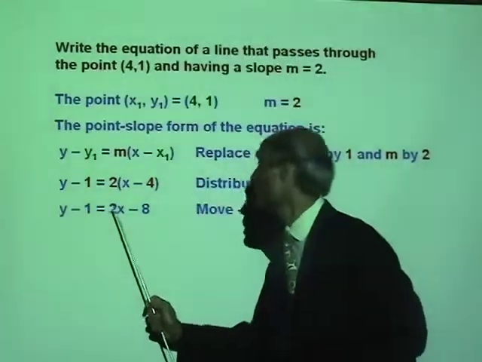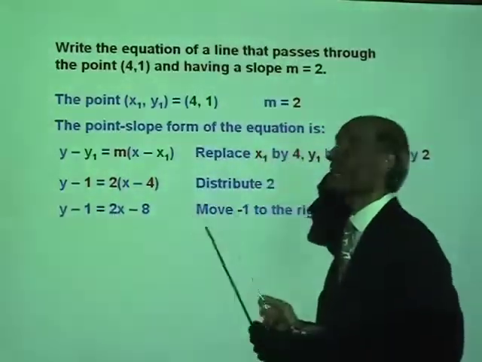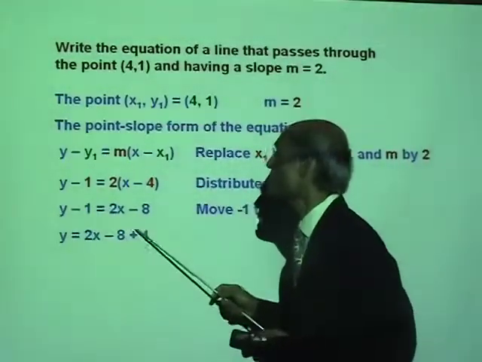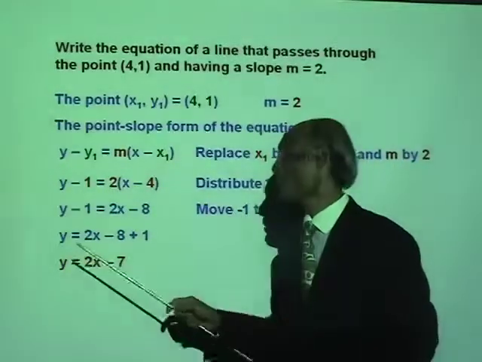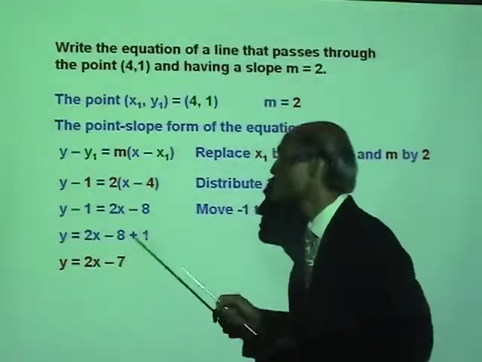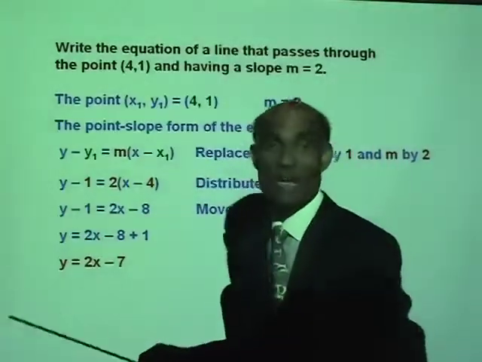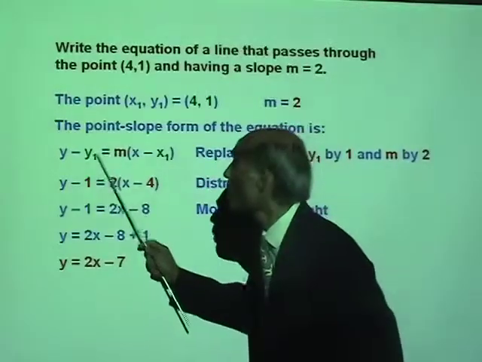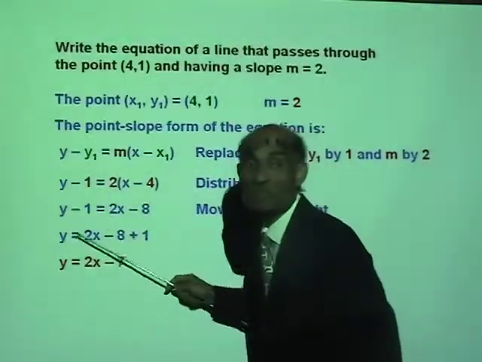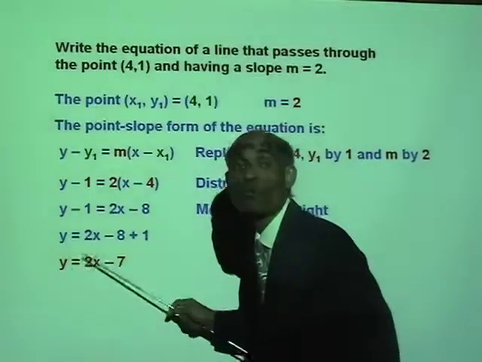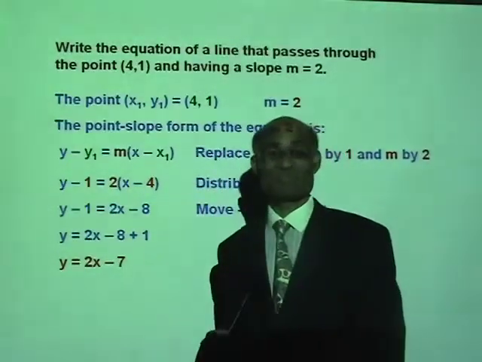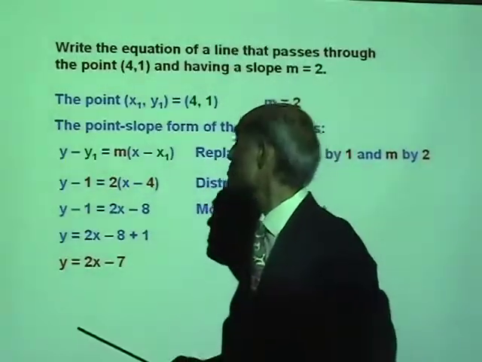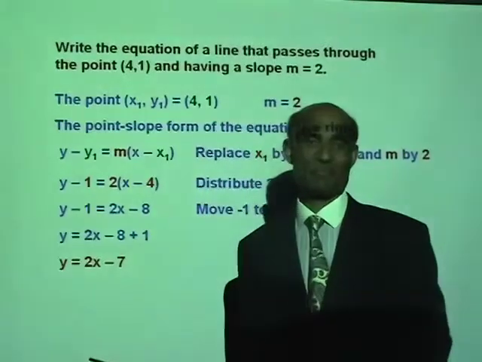And we can now move the negative 1 to the right. That becomes y equal to 2x minus 8 plus 1, or y equal to 2x minus 7. See, look at that. We wrote the equation of the line in the point-slope form and simplified it to the slope-intercept form. Alright? So this is the equation of the line y equal to 2x minus 7.